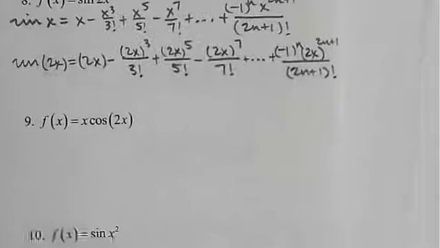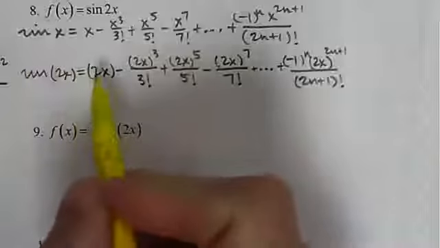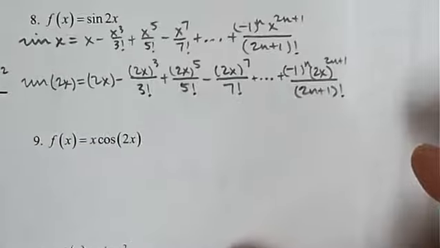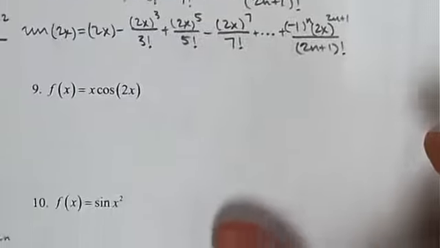x cosine of 2x. Okay, so it's going to be very similar to this one, except after I substitute the 2x, then I'm going to distribute in the x. And this is one that I really do prefer to leave without simplification. So I'm going to do that.